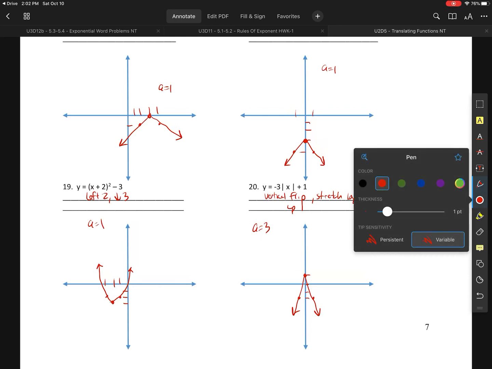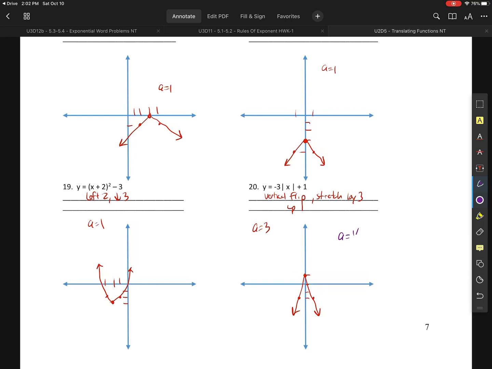If A was a half, just talking about this now, my graph would be wider than normal. If A equaled 1, my graph would just be down 1 over 1, normal. So as A goes up, the graph gets skinnier. If A is between 0 and 1, the graph gets wider.